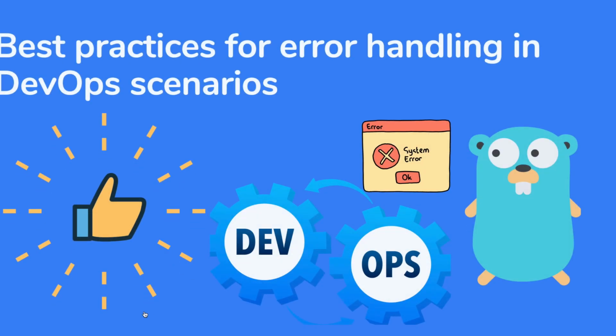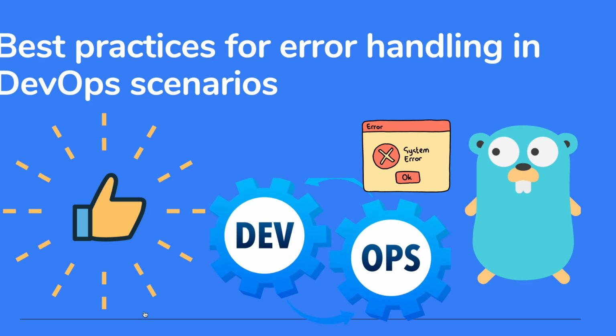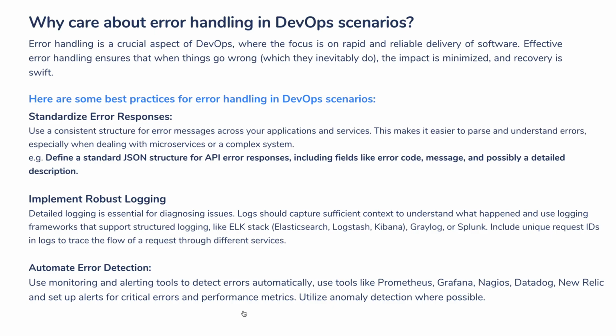Now let's learn about the best practices for error handling in DevOps scenarios. Why do we care about error handling in DevOps scenarios? Error handling is a crucial aspect of DevOps, where the focus is on the rapid and reliable delivery of software. Effective error handling ensures that when things go wrong, which of course will happen, the impact is minimized and recovery is swift.